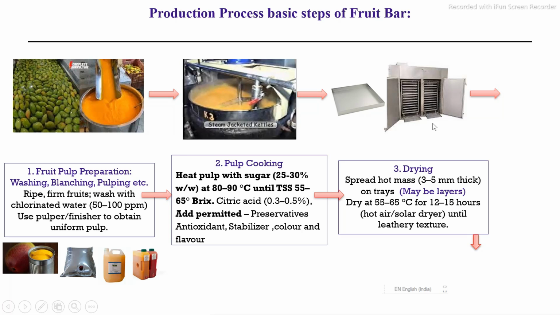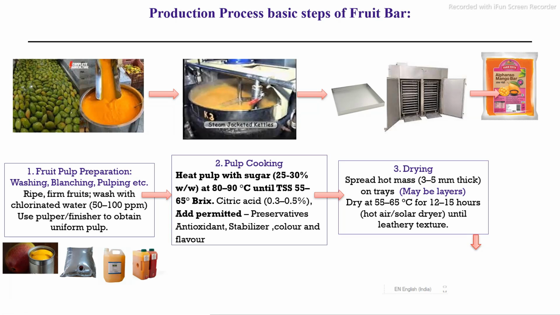In this way 2 to 3 layers are made, and finally the dried pulp is cut and packaging is carried out. The main processing step is the drying process. In this drying process, a cabinet dryer or a solar dryer system may be used, in which the temperature is near about 55 to 65 degrees Celsius, and the time required for the drying depends on the thickness of the layer and the type of fruit, near about 12 to 15 hours.